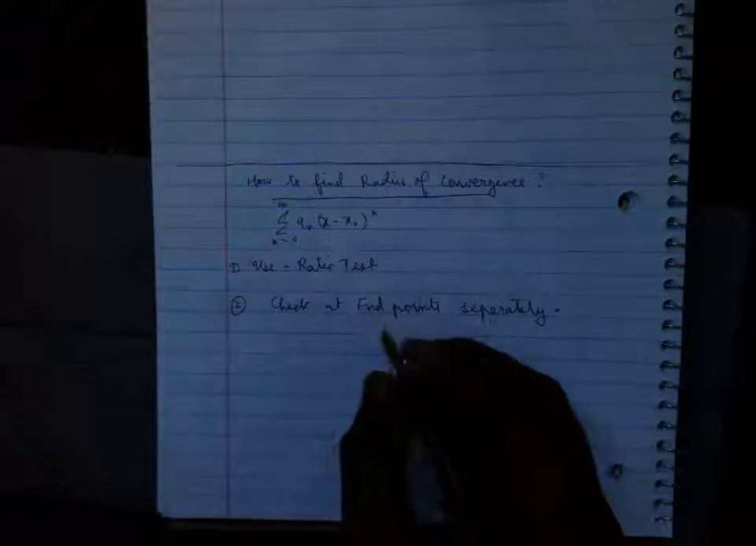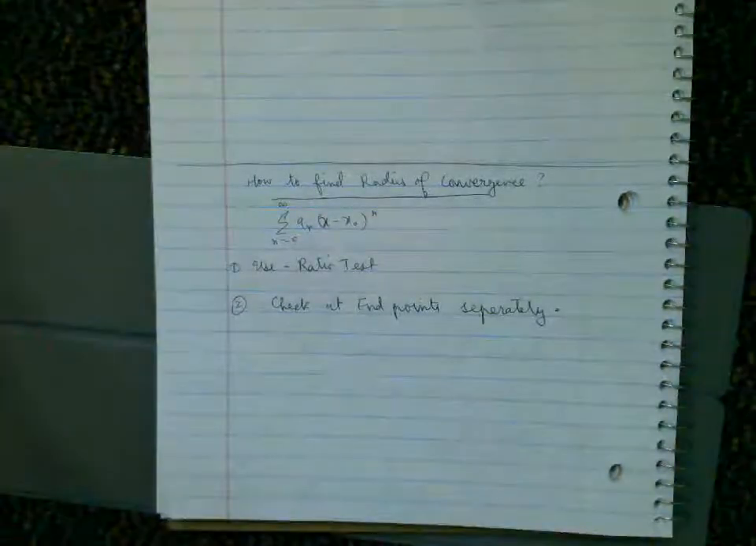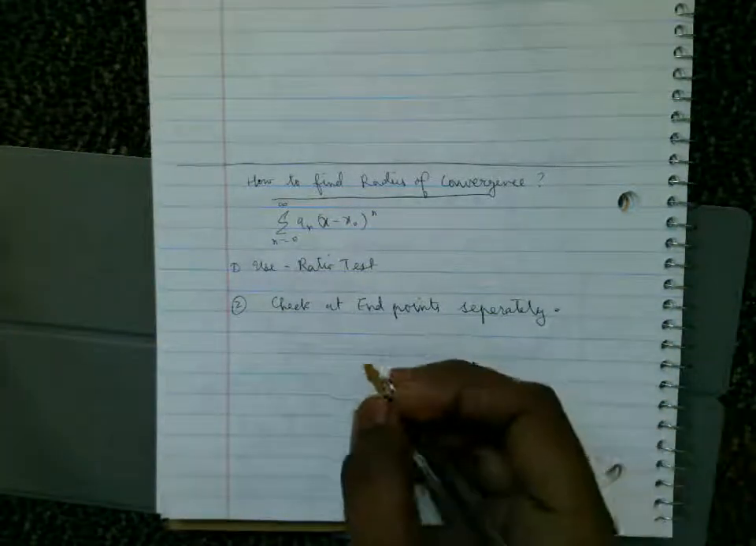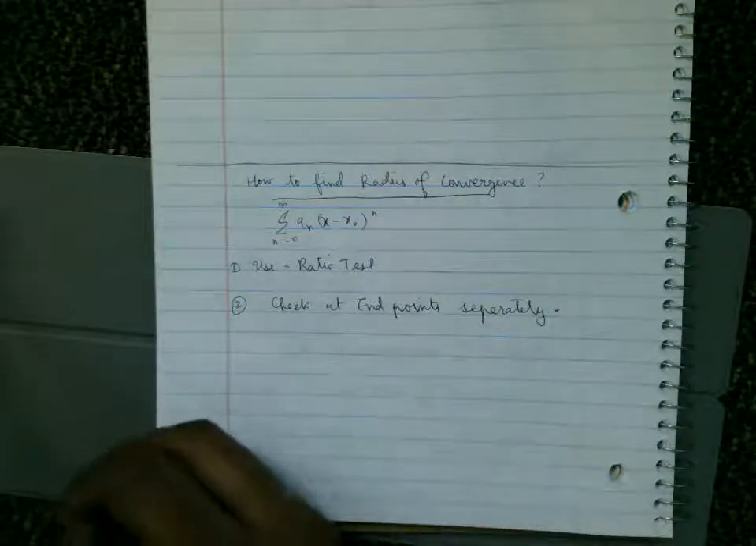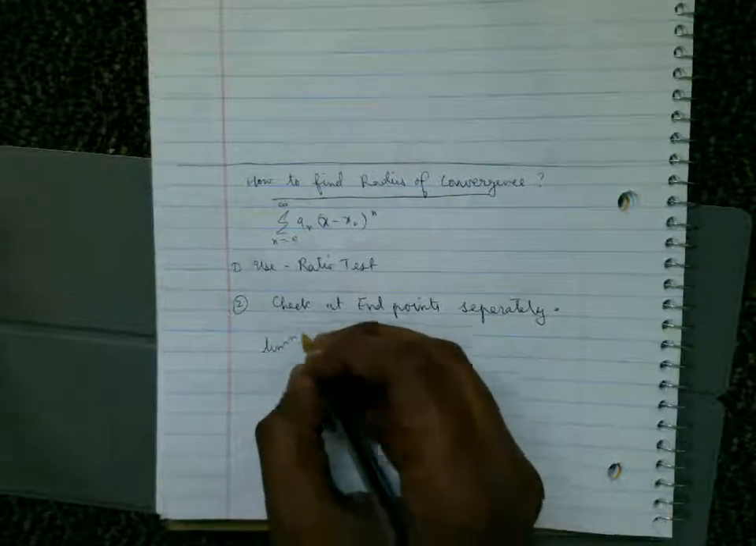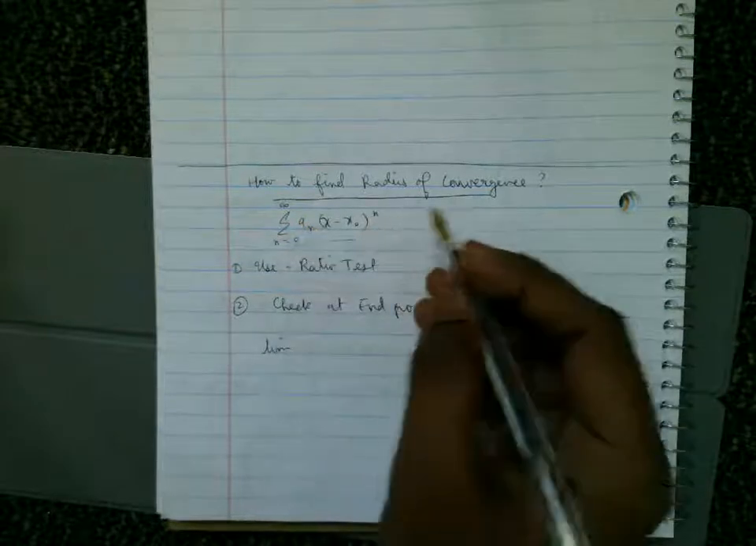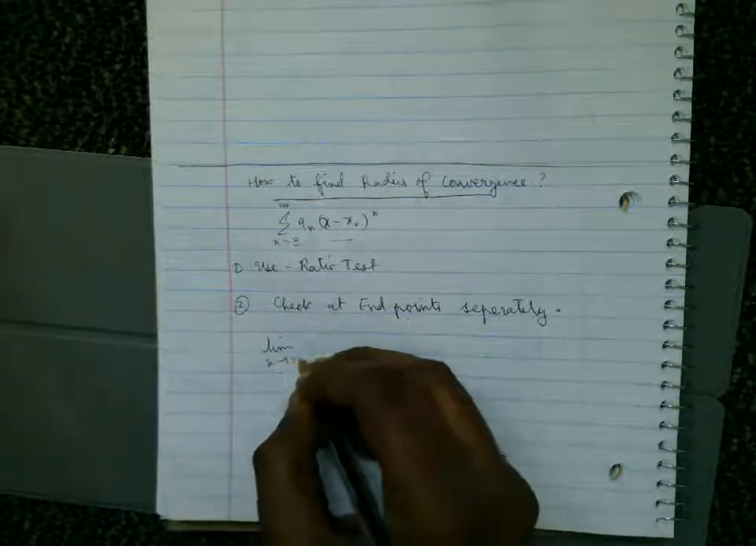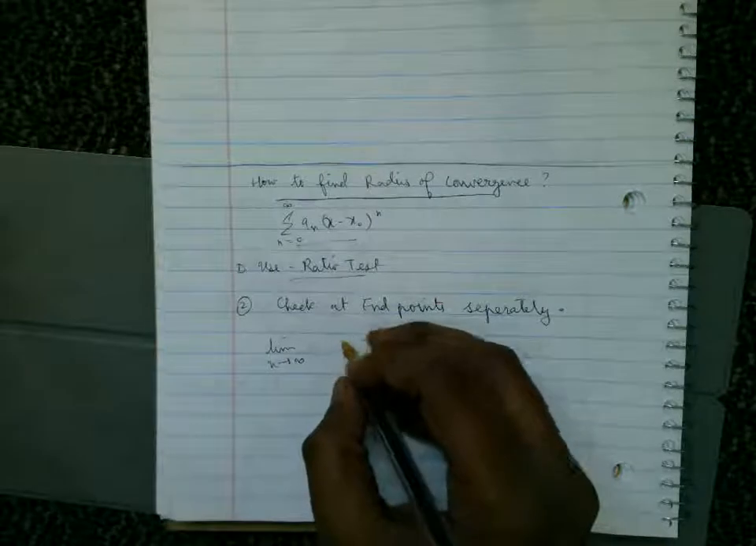So how do we find the radius of convergence of a power series? First of all, we just use the ratio test, and for the interval of convergence, we check at the endpoints separately. So how do we use the ratio test? This is a series, right? Forget x, everything. This is a series of n terms. So for the ratio test, we need the limit as n tends to infinity.